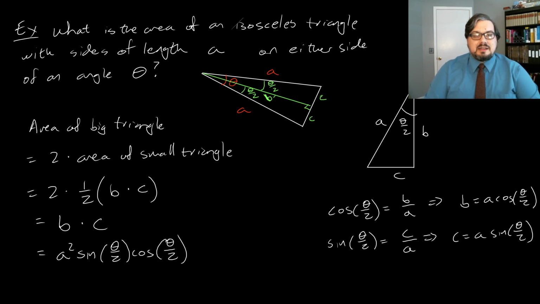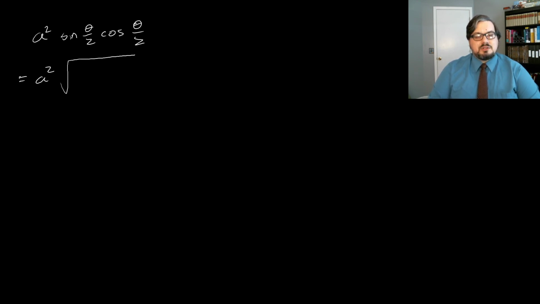We want to find a simpler form of this expression, A squared sine theta over 2 cosine theta over 2. Let's get ourselves a new page to do that. So we've got A squared times sine theta over 2 times cosine theta over 2. Well, one thing that we can do is just use the half angle identities. We know that sine theta over 2 is going to be the square root of 1 minus cosine theta over 2, and cosine theta over 2 is going to be the square root of 1 plus cosine theta over 2.